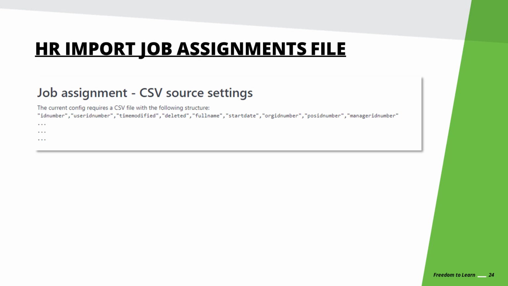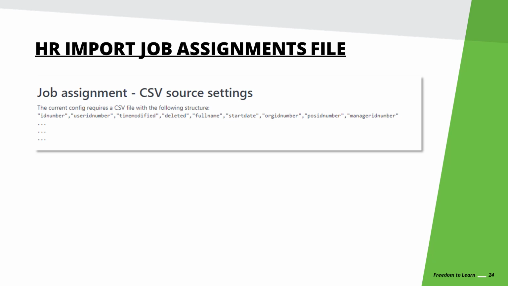So when you're setting up your HR import in version 10, you need to be able to upload both a user file and a separate job assignments file. This is just a quick look at what the job assignments file can look like. You need an ID number, which is the job assignment ID. Every job assignment has a unique identifier, for each user, I should say.